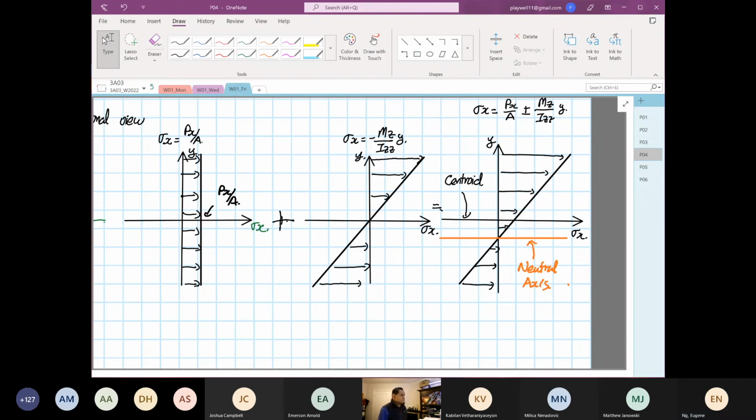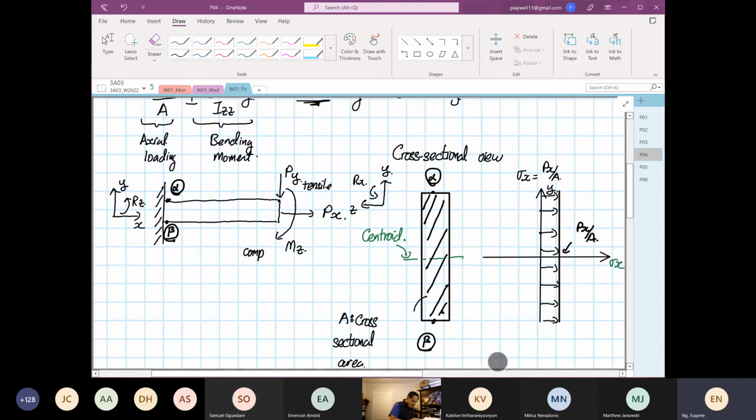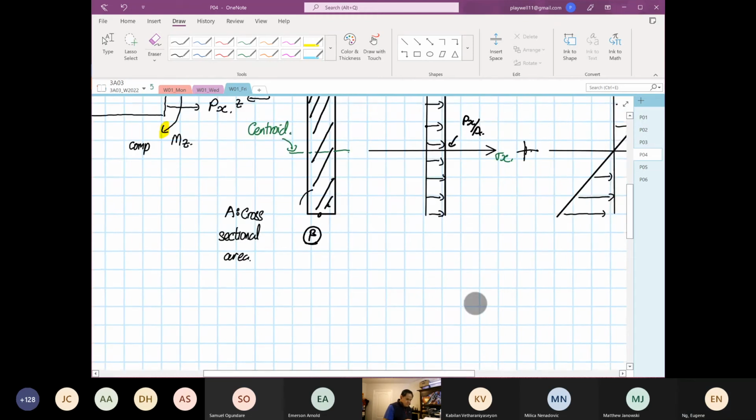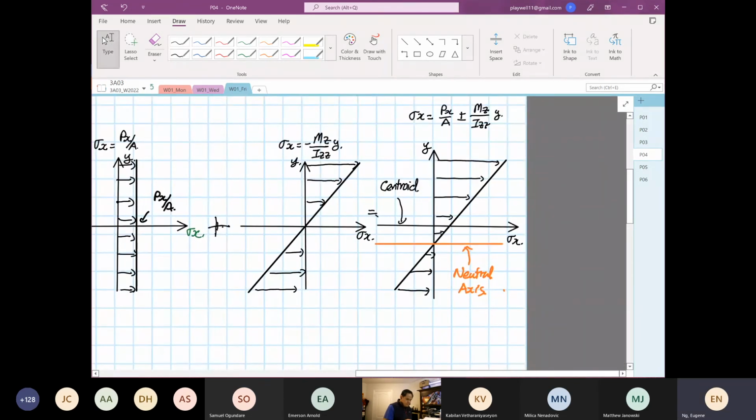How did you know the top part was in tension and the bottom was in compression? We look at how it's bending, we look at the bending vector. The head is in compression, the tail end is in tensile. Samuel, is that okay? Yes. Okay, so this is our difference between eccentric and centric.